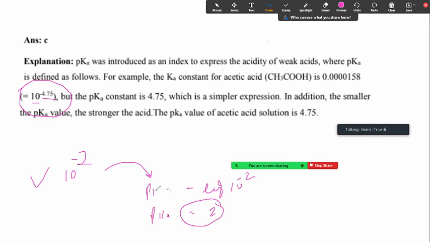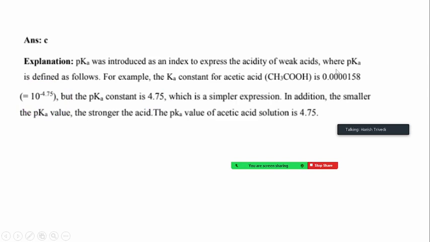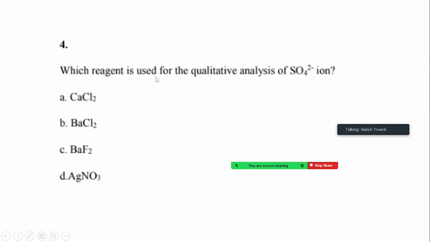Here also I can write the pK value. So the pK value will be 2 here. By this value you can say it is 2 and it is 4.75. But according to concentration, this concentration is higher compared to that concentration. So obviously the acid which has pK value 2 is stronger compared to the acid which has pK value 4.75. I think this question is clear. Then question number 4.